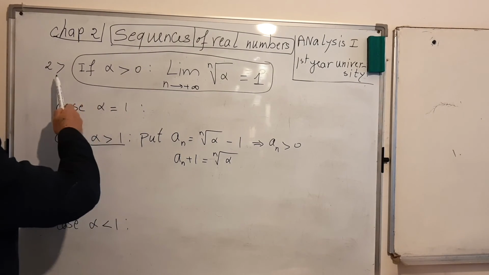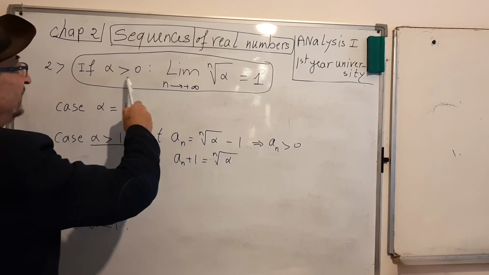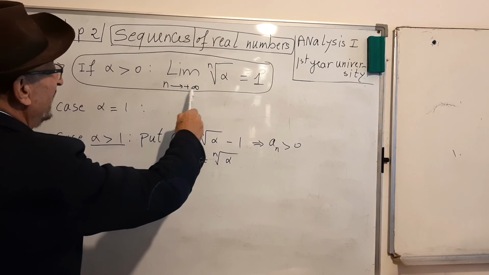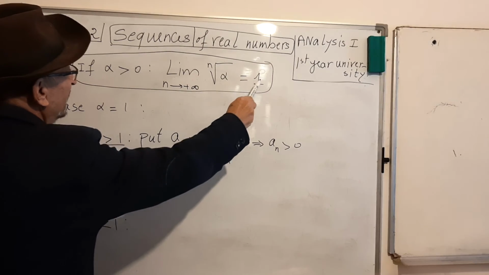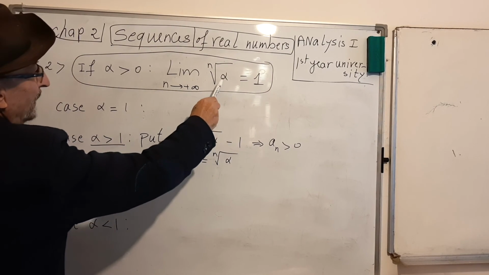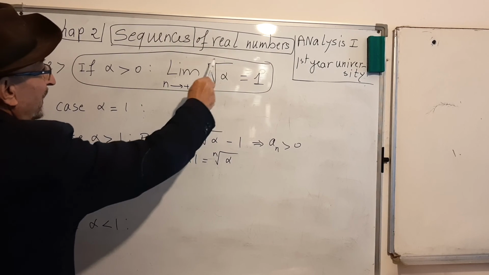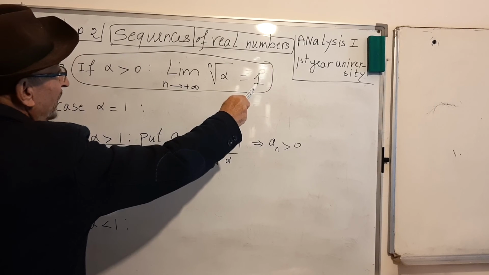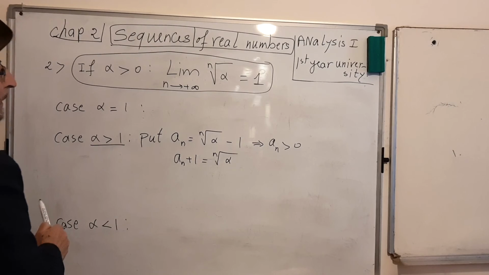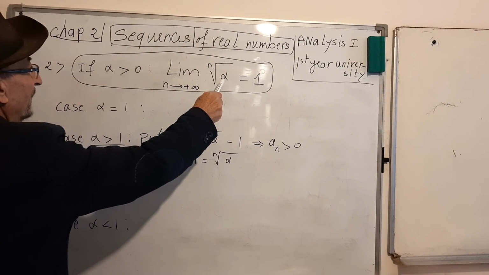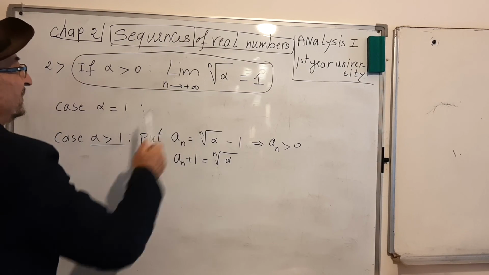We have a second rule for the limit. If alpha is strictly positive, then the limit as n tends to plus infinity of the nth root of alpha is equal to 1. For every alpha strictly positive, the nth root of alpha tends to 1 if n tends to plus infinity. We have three cases: alpha equal to 1, greater than 1, or less than 1.